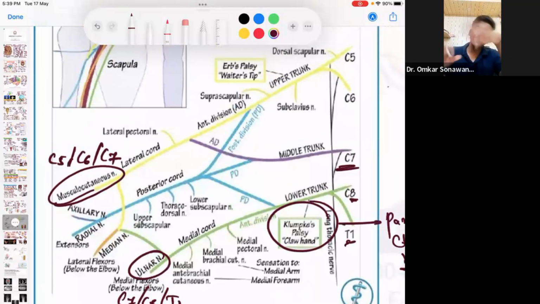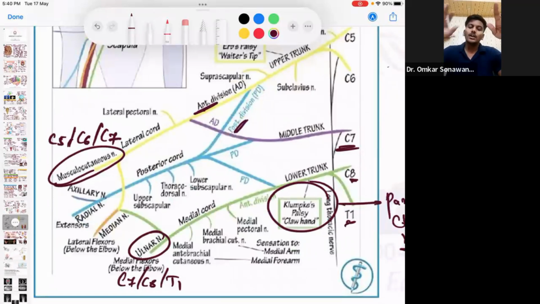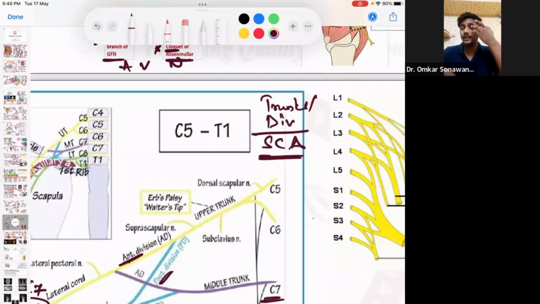These trunks will divide into divisions, that is anterior and posterior divisions. Important: they will ask you in which triangle of the neck the trunks and divisions lie. The answer is the subclavian triangle. The trunks and divisions will lie in the subclavian triangle. No issues with this.